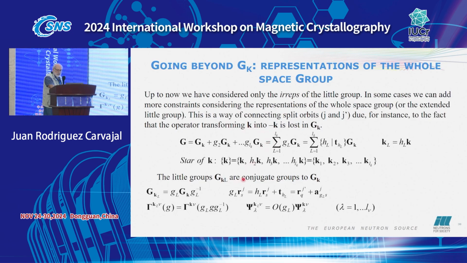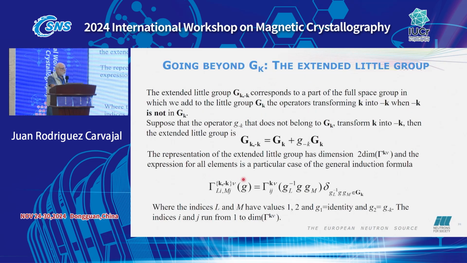Well, these are a lot of formulas that you just need to know. The extended little group corresponds to a part of the full space group in which we add to the little group the operator transforming K into minus K, when minus K is not in GK. Suppose that the operator G minus K, which does not belong to GK, transforms K into minus K. Then the extended little group is like that.